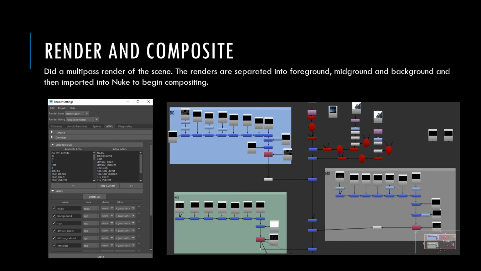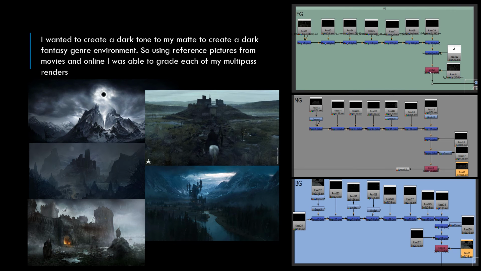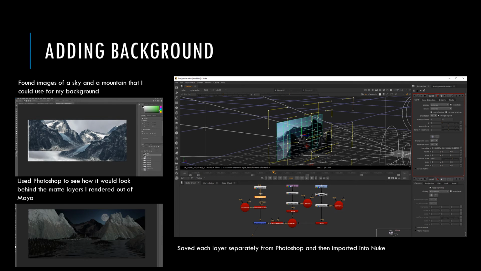After rendering, I imported the layers into Nuke and began compositing by organizing the different layers and then merging them with one another. I was going for a dark fantasy genre for my map painting, so I got reference images online from artists and movies to see the color palette they used for this type of genre. With this reference, I was able to adjust the grade and do some color corrections on the passes to match the images. As the sky background was empty, I had to find an image online to use.